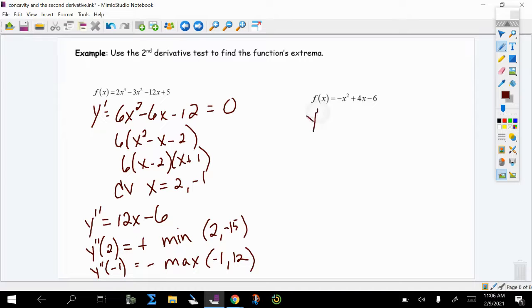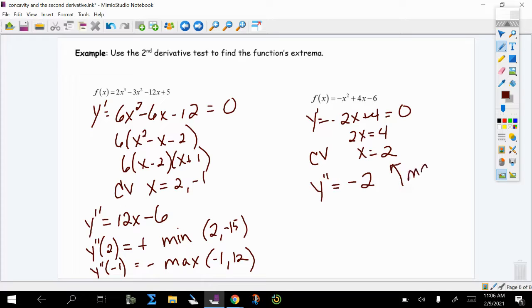This one, my first derivative is negative 2x plus 4. Set that equal to 0, I get 2x equals 4, so x equals 2. That's my only critical value. My second derivative, you'll notice, is a constant. It is always negative, which means it's always concave down. So this has to be a maximum. This should make sense because this is a parabola that opens down. So whatever your critical value is going to be a maximum.